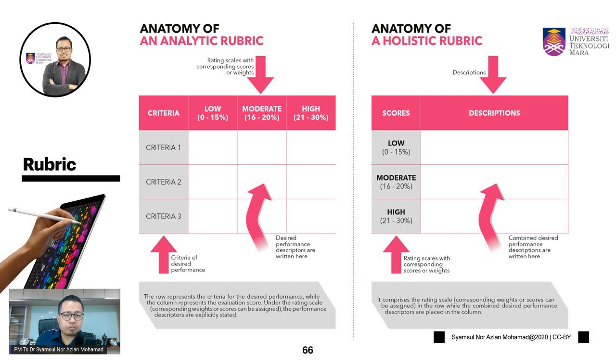to improve themselves. The second type of rubric is the holistic rubric. It focuses more on the scores obtained by the students and cumulative descriptors that describe the whole aspects of the criteria. This holistic rubric gives us an overview of the performance or the competency of the students.